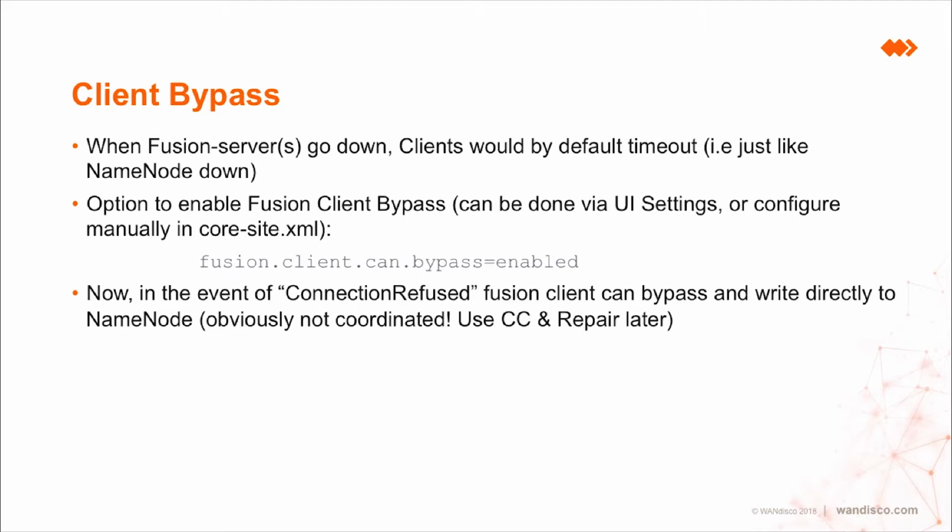to enabled. In the event of a connection refused, the Fusion client can bypass and write directly to the name node. It's not coordinated anymore. No replication is going to take place. And if the data needs to be synced, a consistency check and repair operation on that replicated path will be required.